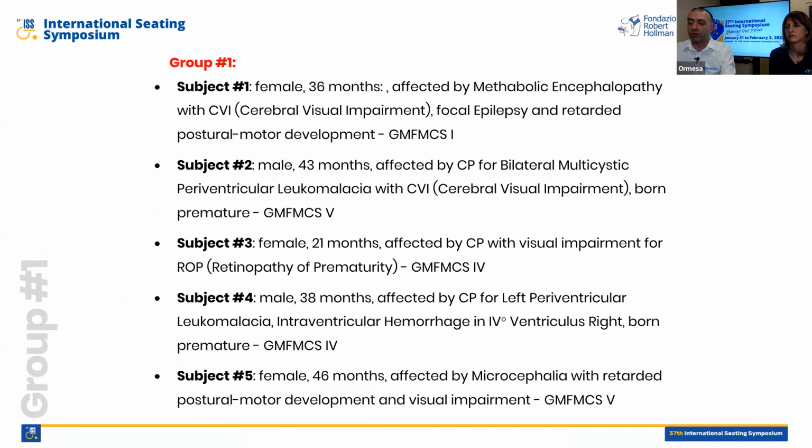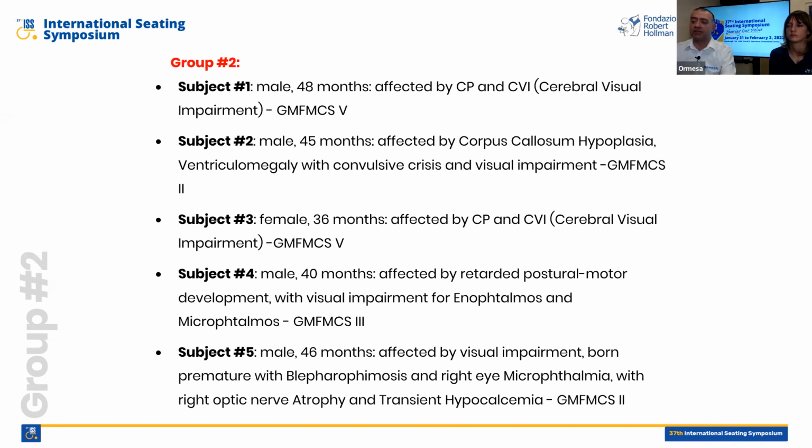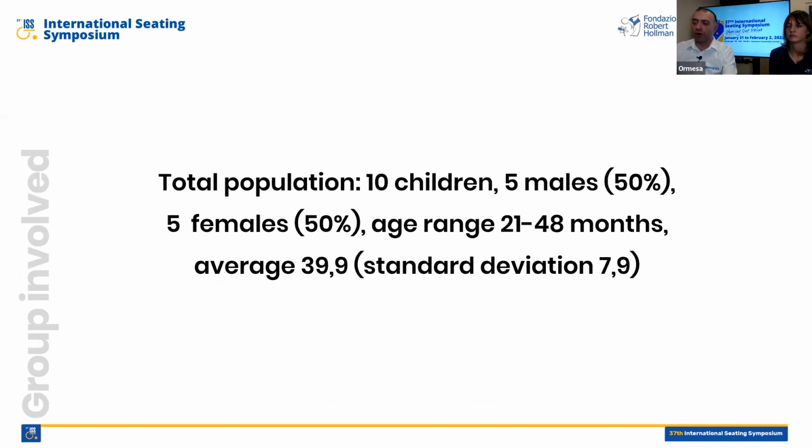The age range of the subjects involved was from 21 up to 48 months, and the group was split in two subgroups according to these inclusion criteria: children treated at the Robert Hollman Foundation, visual impairment with visus less than 2/10, and cerebral palsy as well as other kinds of pathologies with low psychomotor skills, with a Gross Motor Function Classification System level from 2 up to 5. You can see the kinds of pathologies we have considered: encephalopathy, multicystic leukomalacia, microcephaly, corpus callosum hypoplasia, retarded postural motor development. And for all of these subjects, the common denominator was CVI, cerebral visual impairment. The subgroups involved 50% males and 50% females.